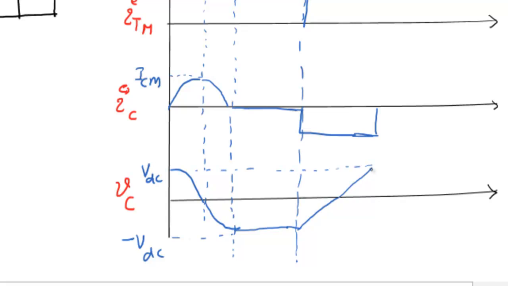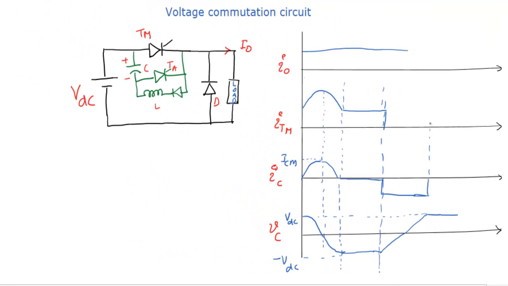Once the capacitor voltage reaches VDC, the auxiliary thyristor will be turned off. Once the auxiliary thyristor is turned off, the load will be disconnected from the source. From there it will be freewheeling. That means till this point the load is getting current from the source, and this is nothing but the freewheeling period. Now the capacitor voltage is back to VDC and the current flowing through the capacitor is 0.